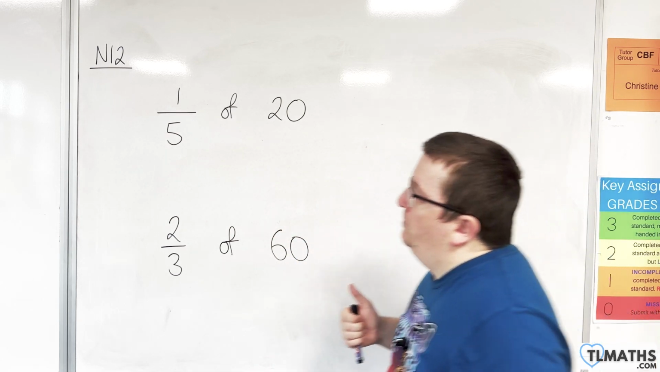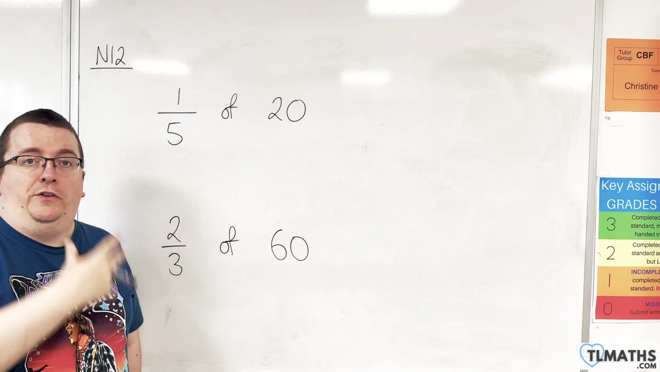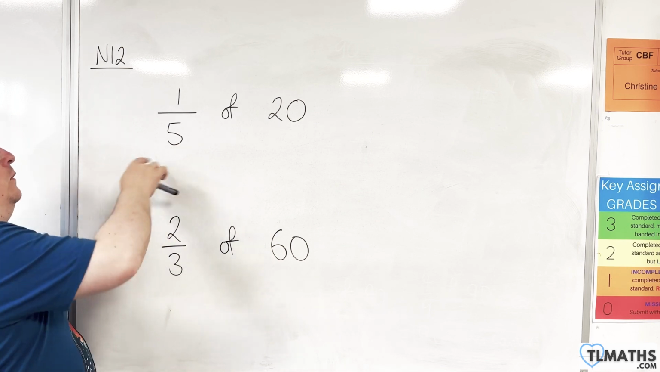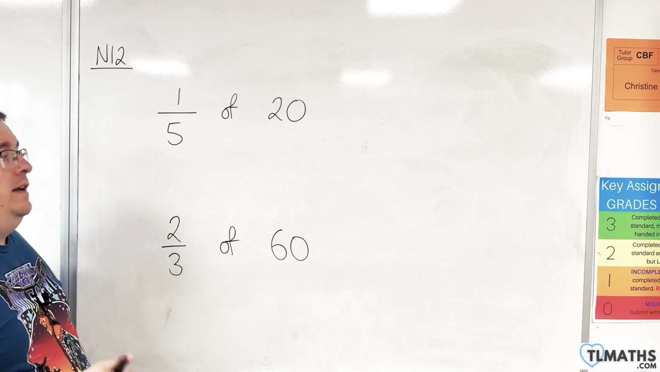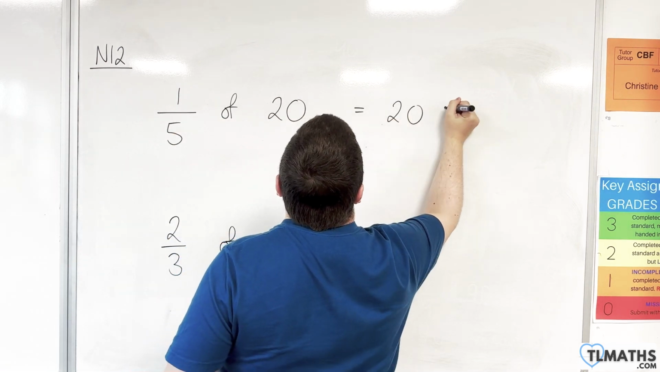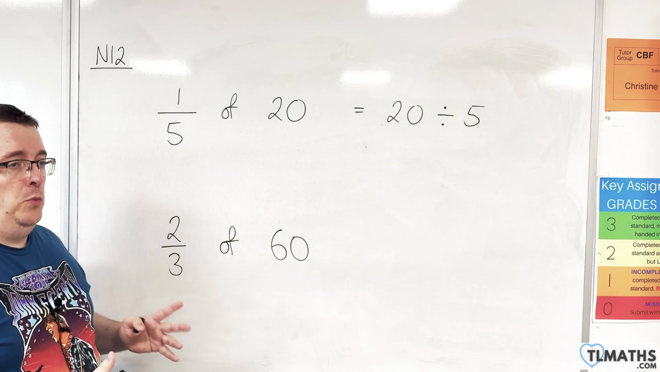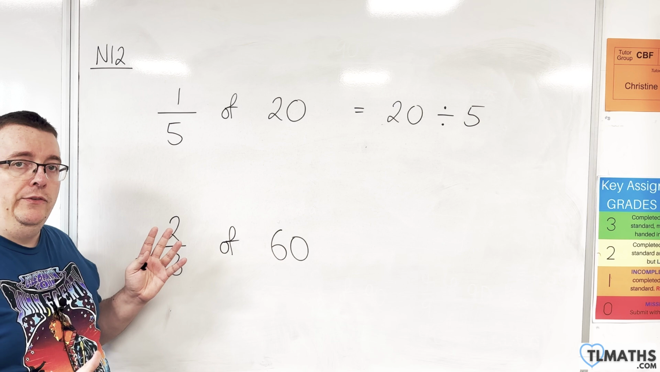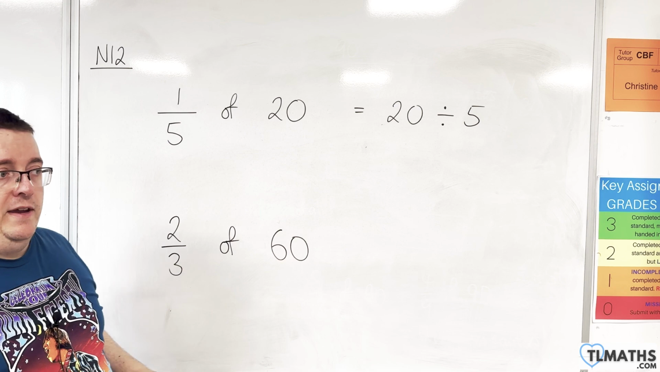Now, first of all, a little bit of terminology here. We refer to this as a unit fraction because it's 1 over. So if the numerator is 1, we refer to it as a unit fraction. So 1/5 of 20, what does that mean? Well, essentially, that is exactly the same thing as saying 20 divided by 5. Because if you're finding 1/5 of 20, you're trying to split up the 20 into 5 equal parts, and you want one of them. That's what that statement is saying.